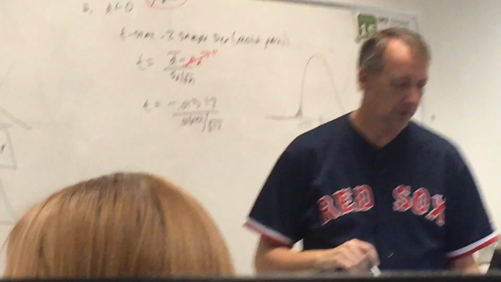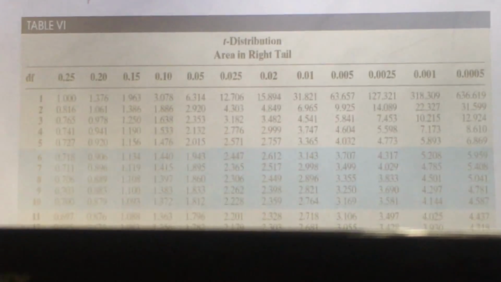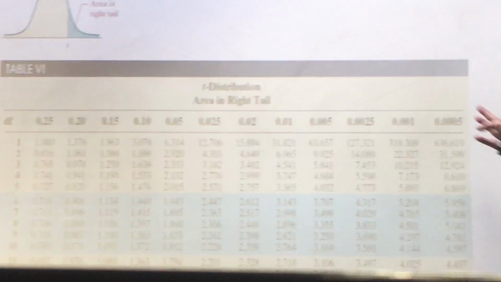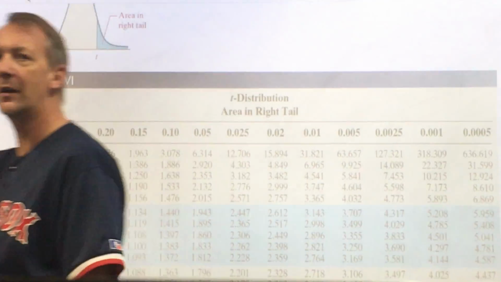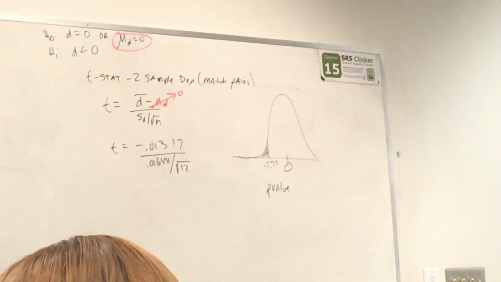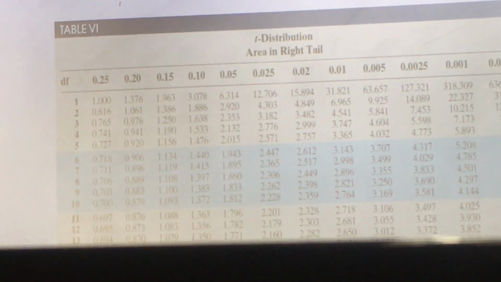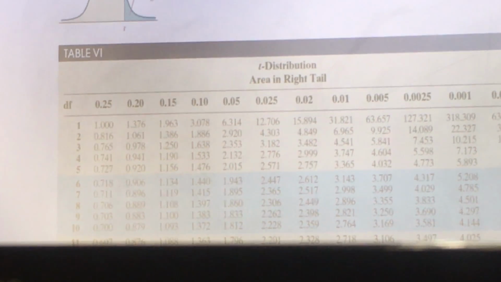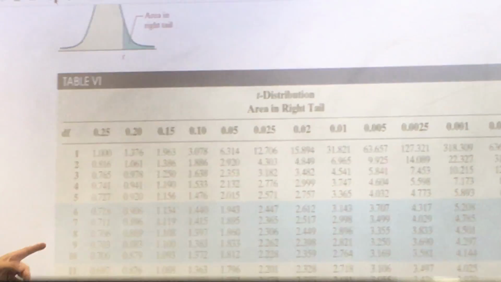Okay? So I'm going to go over to here, go to my t-chart. How many degrees of freedom do I have? 11. 11 degrees of freedom. And by the way, this tells me the area to the right. What do I want? Area to the left. One-tailed test, right? By the way, these are all positive numbers. I've got a negative number. What does that mean? Pretend it's negative because it's symmetric.